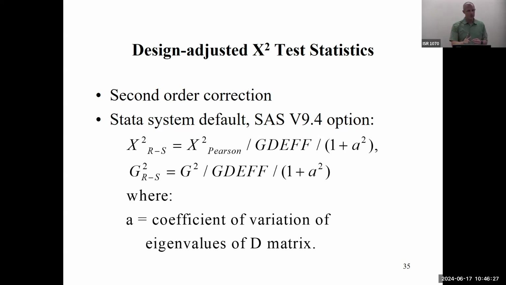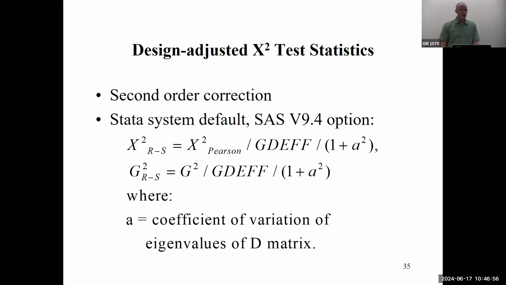So they said, let's also account for how variable those design effects are. This is the second order correction, which is actually what Stata uses by default. This is a second order correction where you scale that generalized design effect by 1 plus the squared coefficient of variation of those eigenvalues. Long-winded way of saying how variable are those design effects. Okay? That's that 1 plus a squared scaling factor.